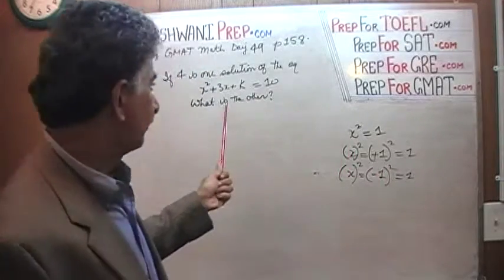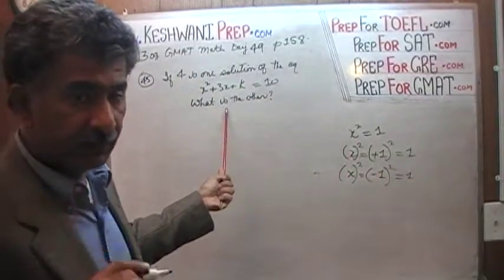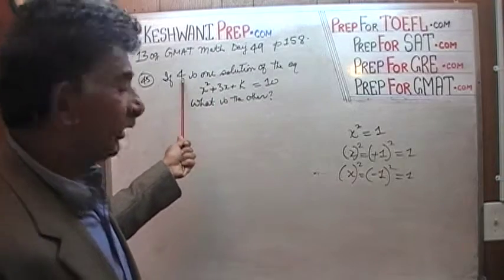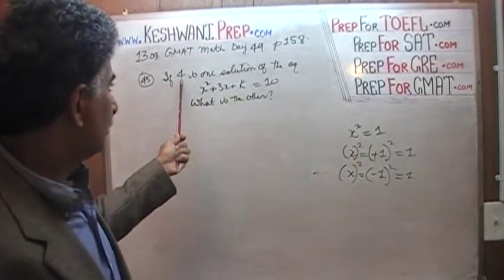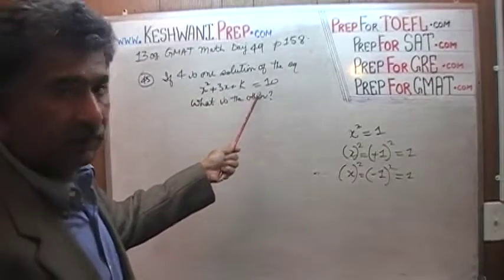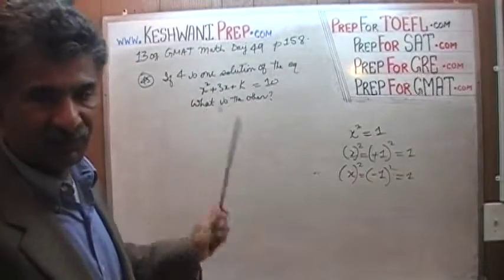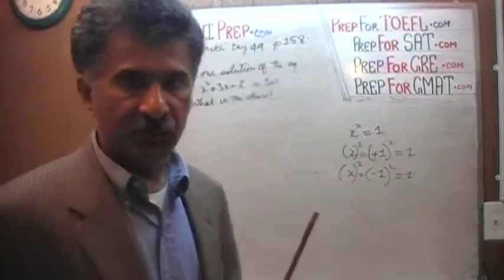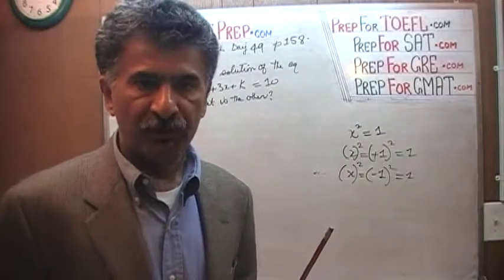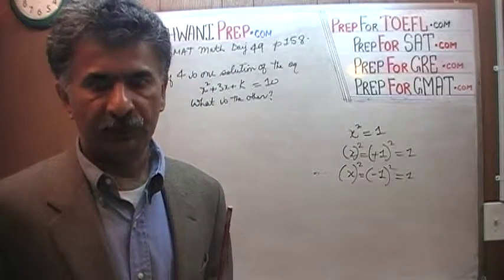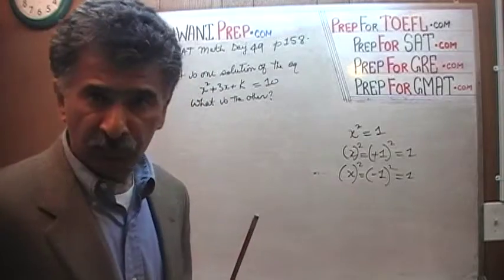The same exact thing is going on here. They are telling us one value: 4 is one solution. In other words, if you were to substitute 4 wherever we see x, this equation should hold. This equation should be satisfied. This equation should be valid. So that's what we're going to do.